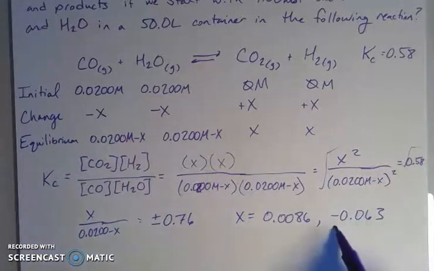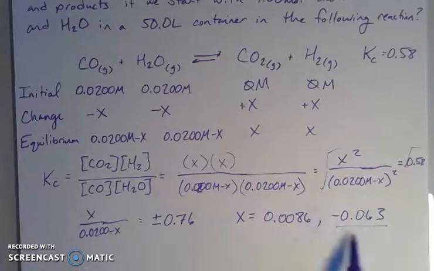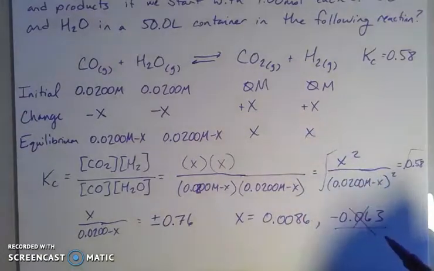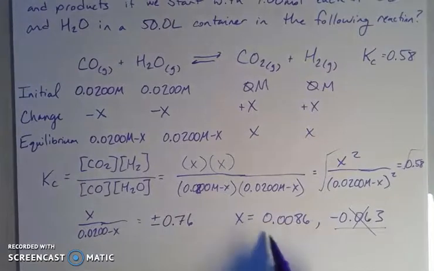I know that it can't be this one, because when I plug in this for x, that gives me a negative concentration of my products, and there's no such thing as a negative number of moles per liter, right? I can't have a negative amount of matter. So we know that this one is not possible. So that means that my x has to be this one.